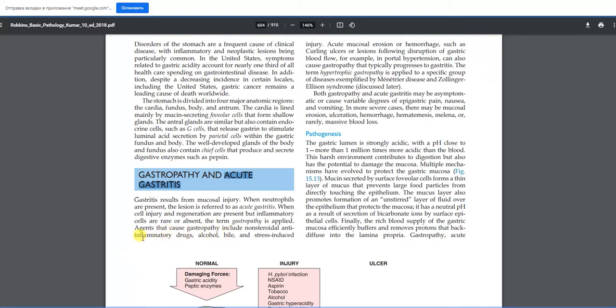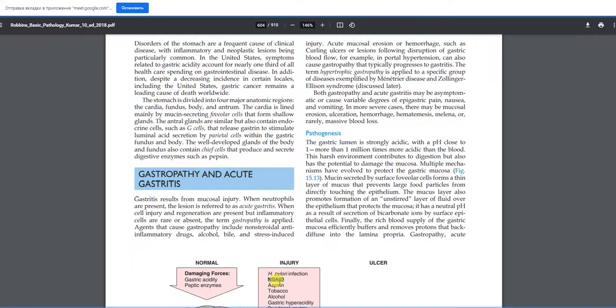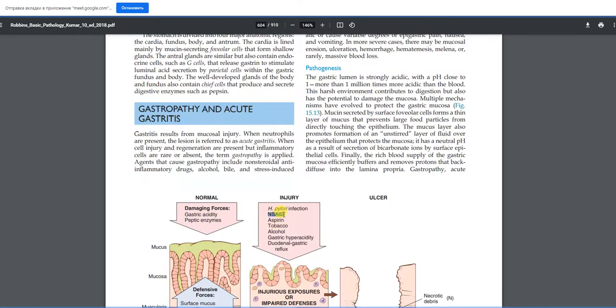Mainly it's related to consumption of anti-inflammatory drugs, alcohol, maybe increased bile excretion into the duodenum, or it is stress-induced. Stress-induced gastritis is very common. Okay, anti-inflammatory drugs. They are like aspirin, salicylic acid, or any of the painkillers, NSAIDs. You had pharmacology, you know what non-steroid anti-inflammatory drugs are. They work on the same principle.